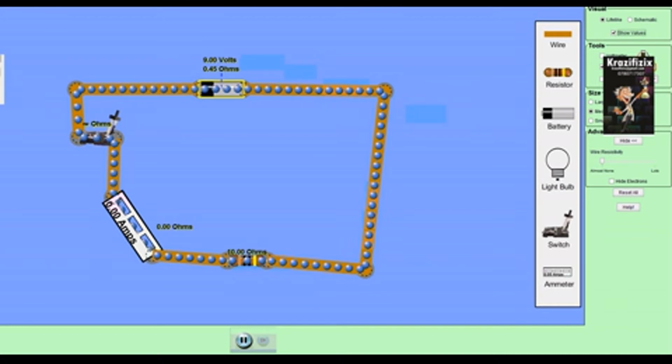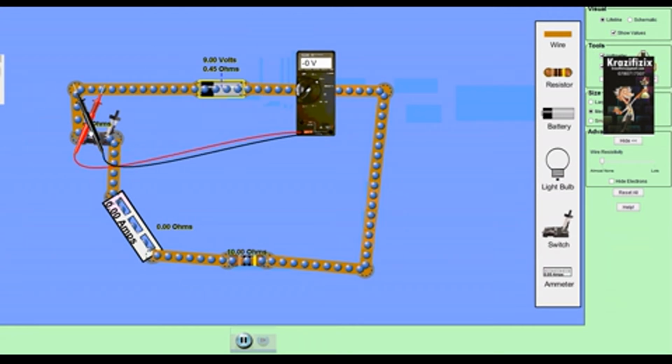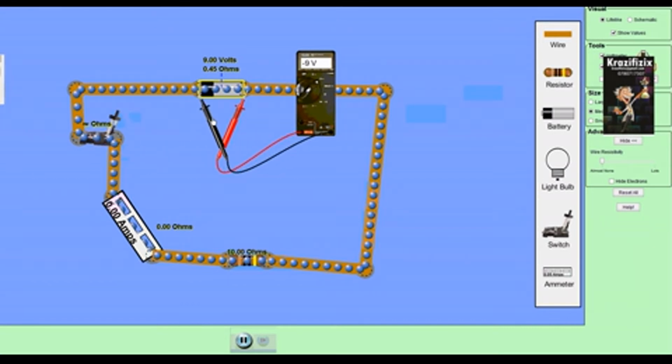All right, let's see. Now we have our 10 ohm resistor here. We need a voltmeter to help us measure. Okay, I'm doing it wrongly. Now, since there is no current flowing here because the circuit is open, our voltmeter actually measures 9 volts, and that should represent our EMF.